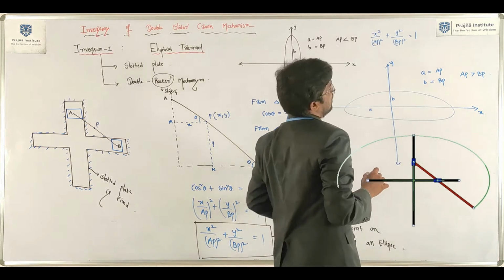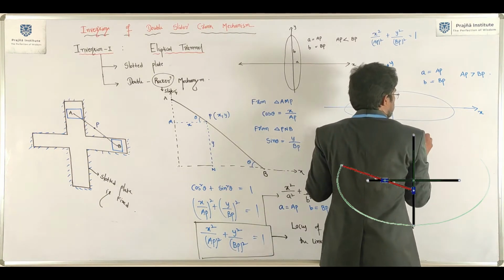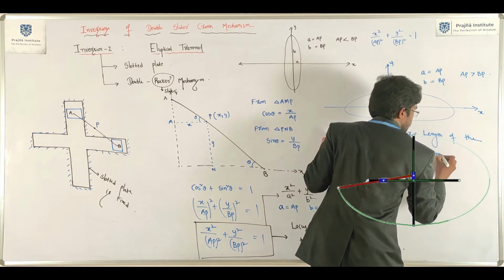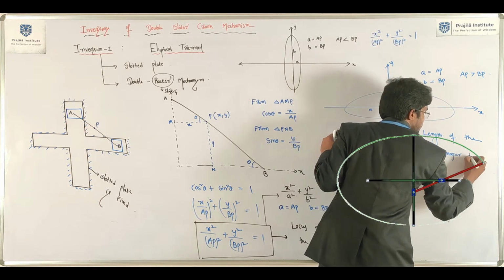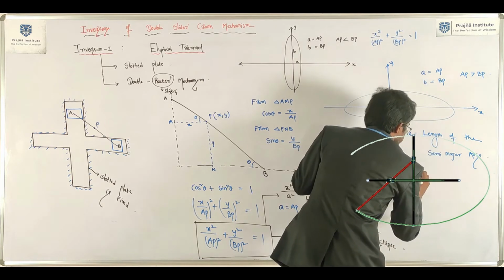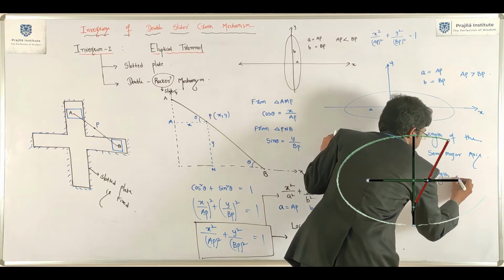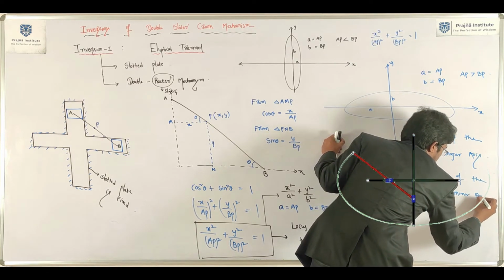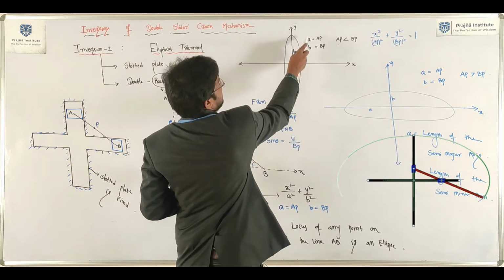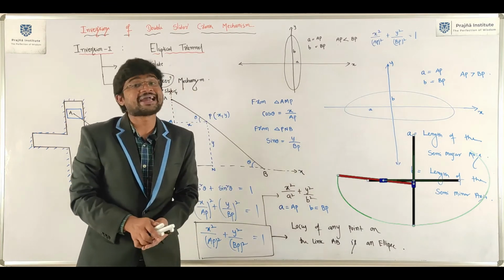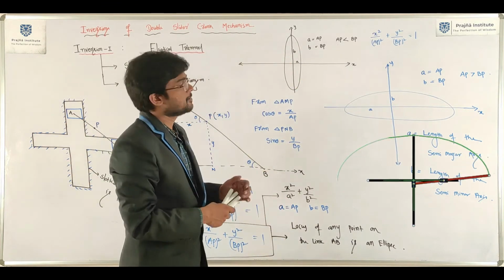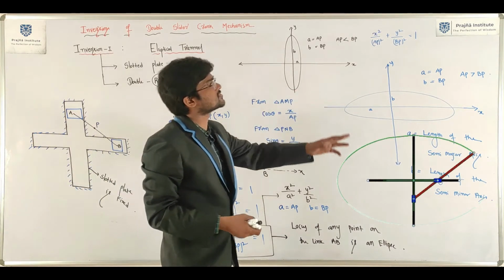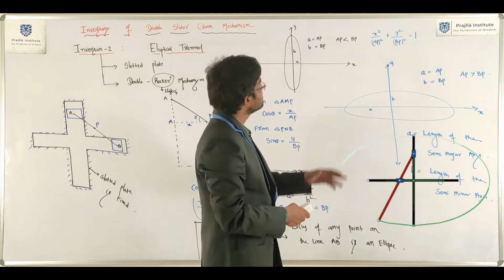In this case, it is common only, A equal to AP, B equal to BP, here AP greater than BP. So here A will become the length of the semi-major axis, B equal to the length of the semi-minor axis. But in the other case, A will become the length of the semi-minor axis, B is the length of the semi-major axis. So generally it is x square by a square plus y square by b square.